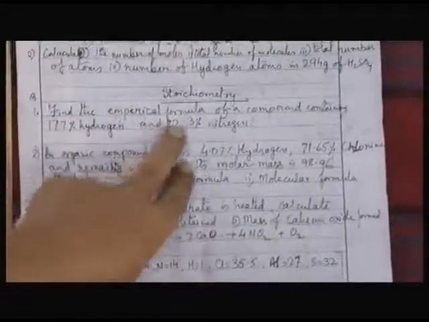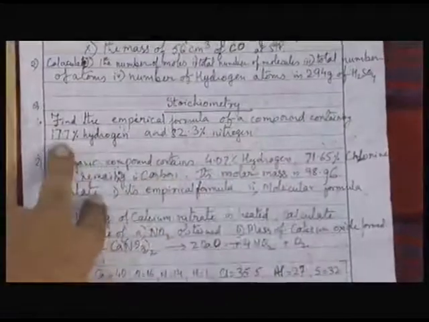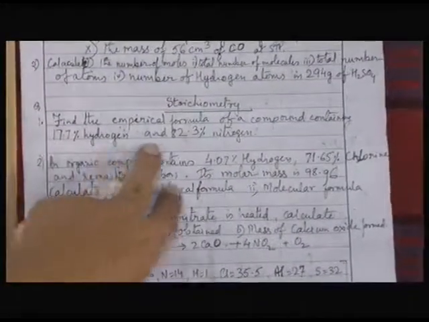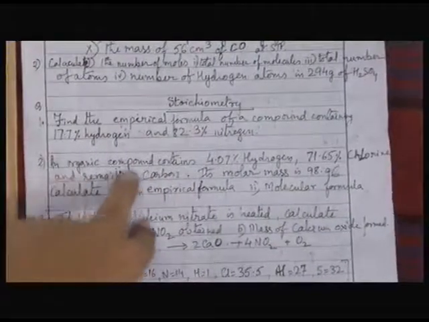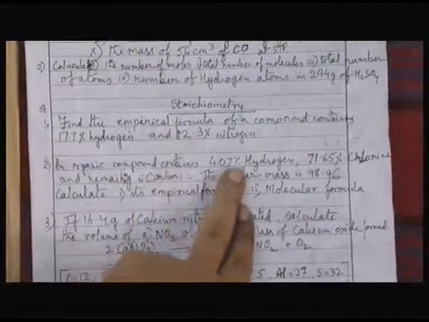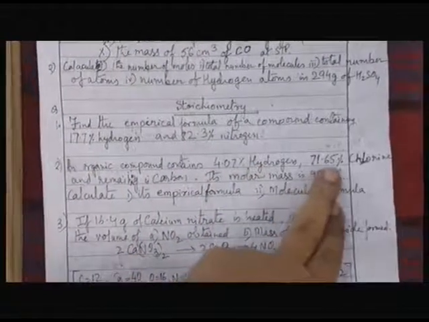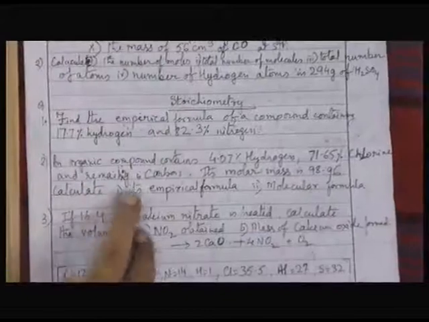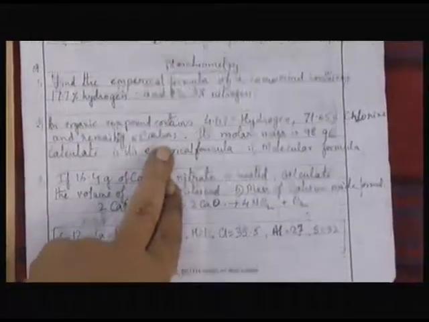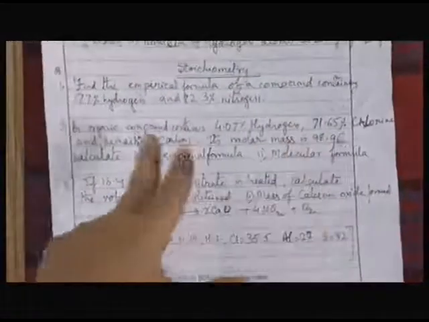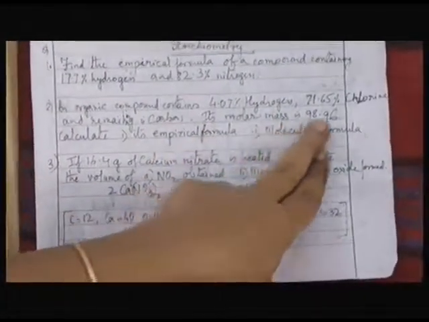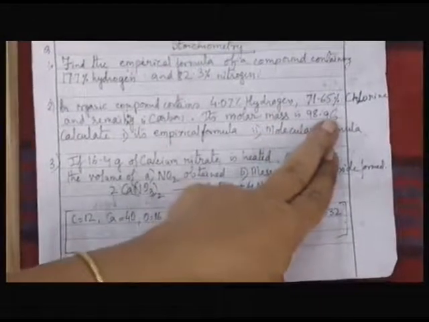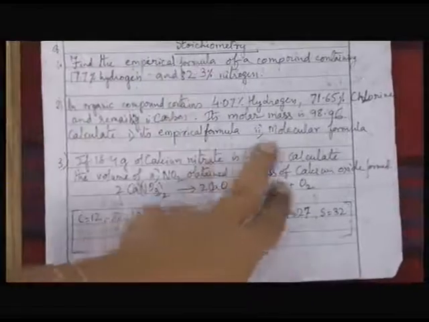First, find the empirical formula of a compound containing 17.7% hydrogen, 82.3% nitrogen. Next, an organic compound contains 4.07% hydrogen, 71.65% chlorine, and the remaining is carbon. You have to add these two and subtract from 100 to get the remaining carbon. Its molar mass is 98.96. Vapor density is not given, molecular mass is directly given over here. Calculate empirical formula and molecular formula.